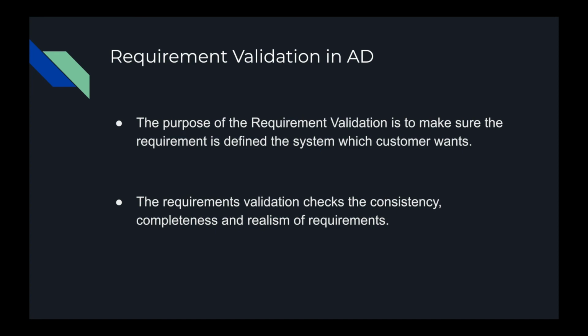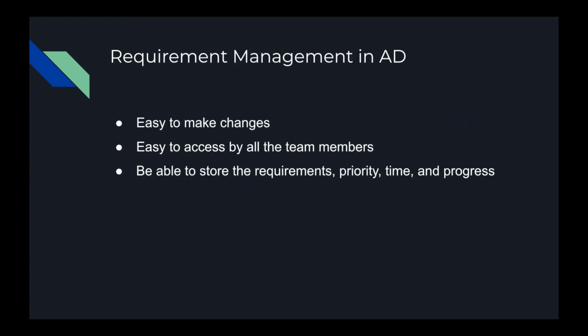And the requirements validation checks the consistency, completeness, and realism of the requirements. This is the stage where we sit together as a team and talk about each of the requirements. Are those feasible? Are those good enough to be implemented? Are those good enough to be pushed to the next stage? After doing the validation, we're going to start to think about how to manage all of those requirements we already validated, and mainly three parts.